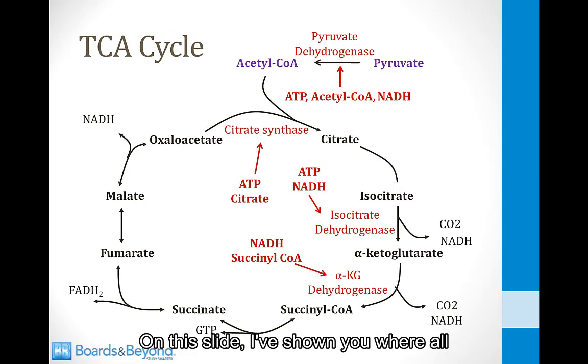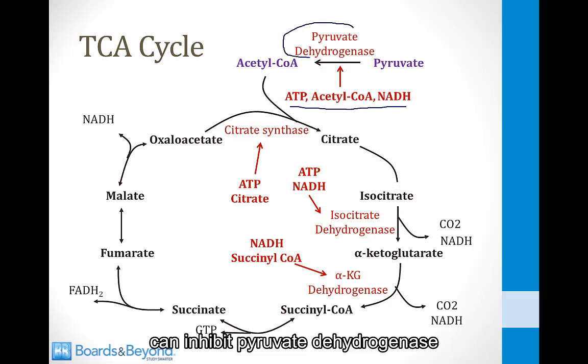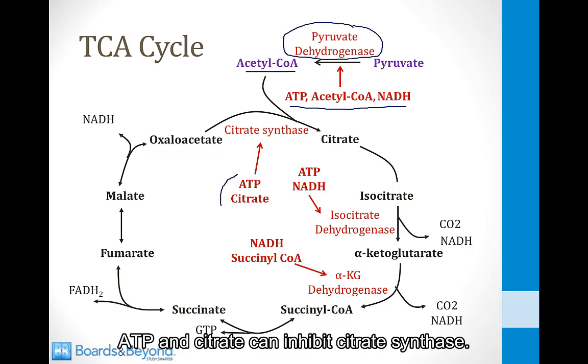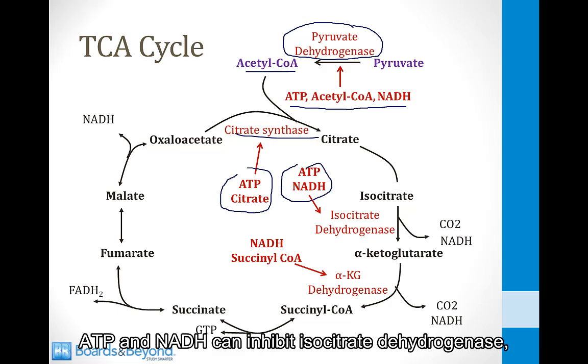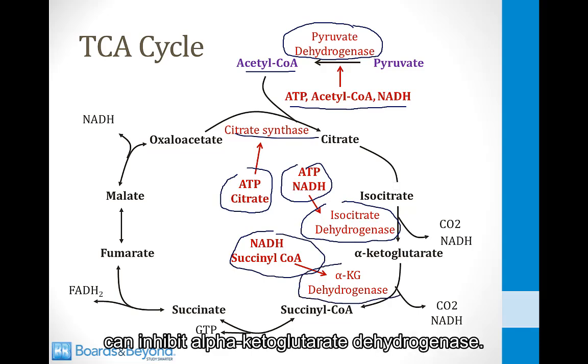On this slide, I've shown you where all these inhibitors exert their effects. So ATP, acetyl-CoA, and NADH can inhibit pyruvate dehydrogenase, so that pyruvate is not converted into acetyl-CoA. ATP and citrate can inhibit citrate synthase. ATP and NADH can inhibit isocitrate dehydrogenase. And then finally, NADH and succinyl-CoA can inhibit alpha-ketoglutarate dehydrogenase.